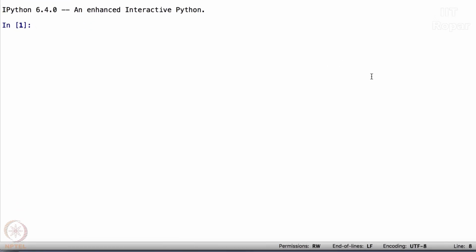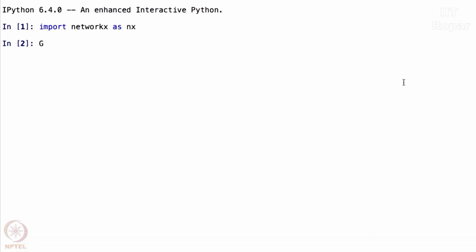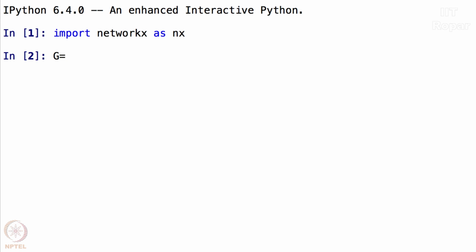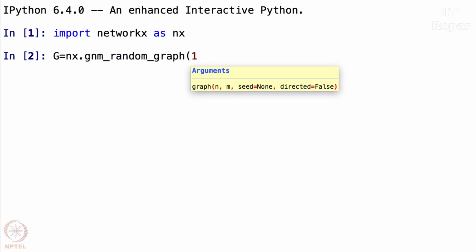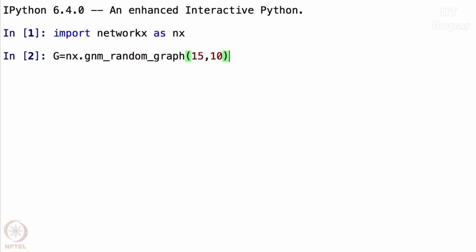We are now going to learn how to create the complement of a graph. So the first step always is to import networkx as nx. Now I'm going to create a graph. As always, I'm going to create G, the graph, to be a random graph, gnm random graph, on 15 nodes and 10 edges, right? Now, let me draw the graph, nx.draw(G).